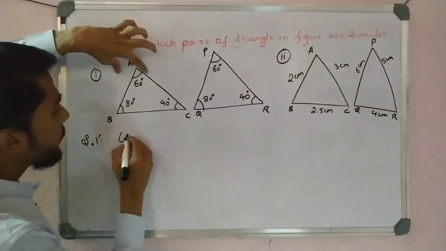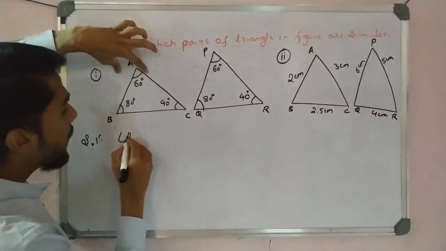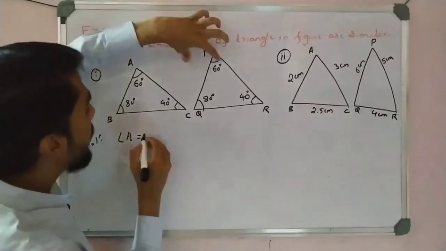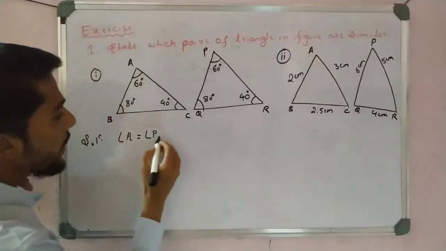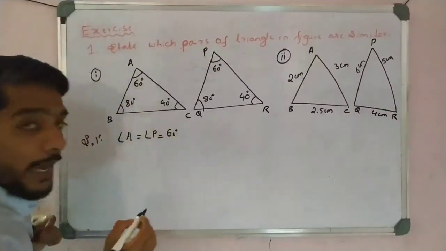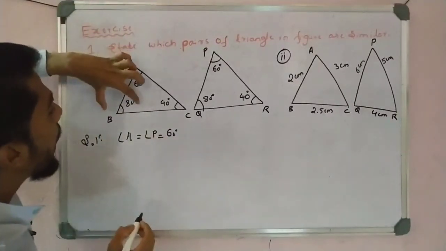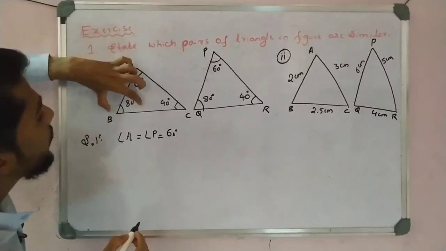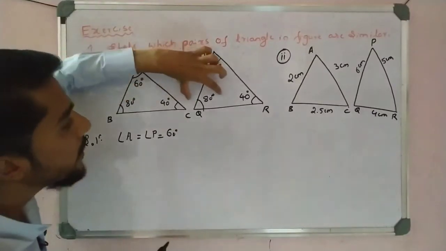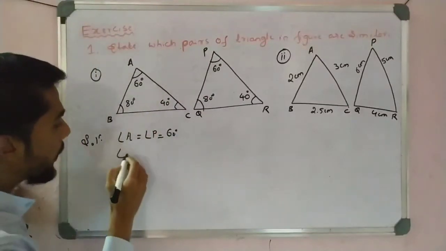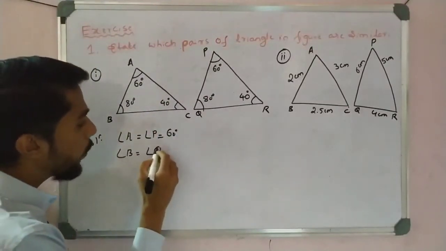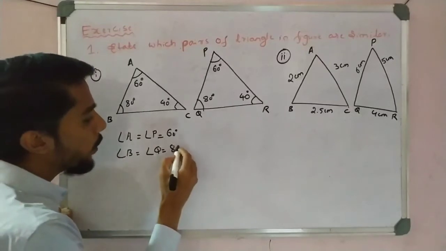angle A is equal to angle P. So I can take angle A is corresponding to angle P, that is both are 60 degrees. Okay, angles equal. And then angle B is equal to angle Q here, see. So I can say angle B corresponding to angle Q. Therefore angle B is equal to angle Q, both are equal to 80 degrees.